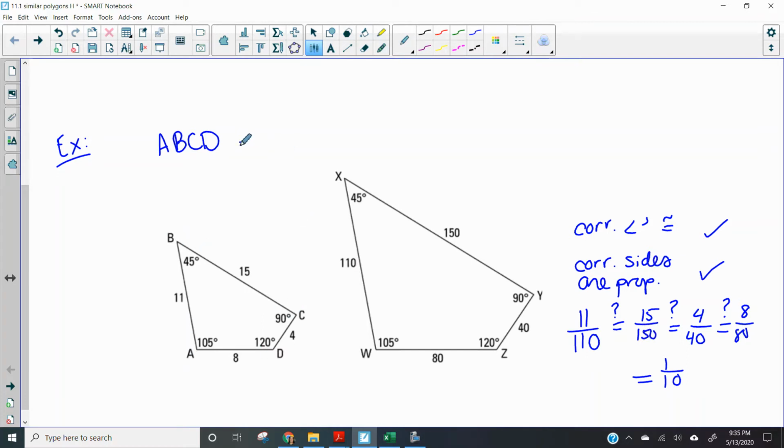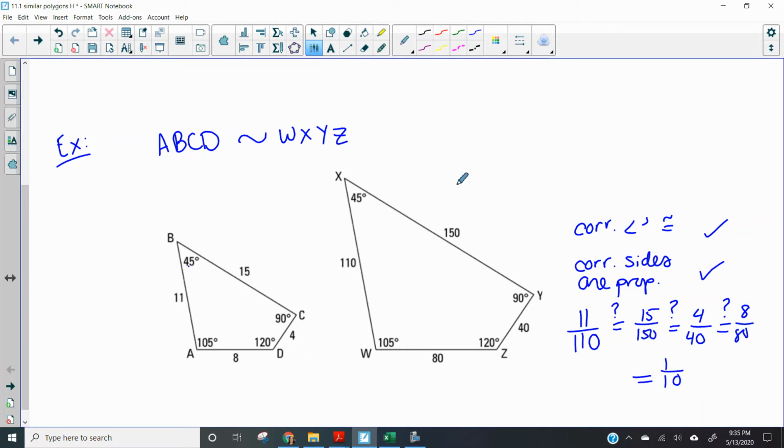We have a new symbol, just this one single little squiggle for similar. And the order of the letters matters here as well. Okay, A is congruent to W. So if A is my first letter, W has to be my first letter. B and X, second and second letter, and then we work our way around: W, X, Y, Z. So the order matters.